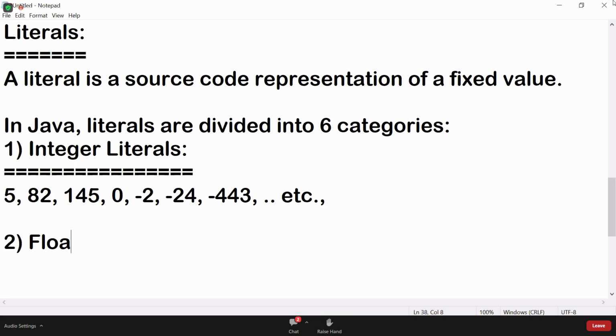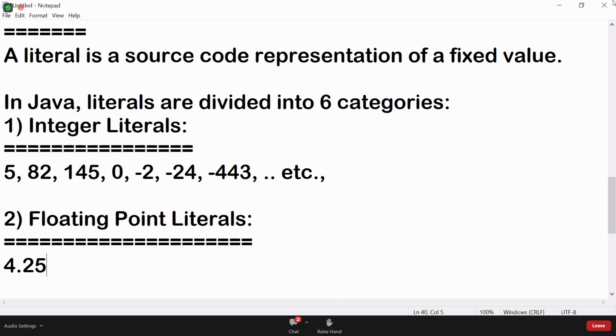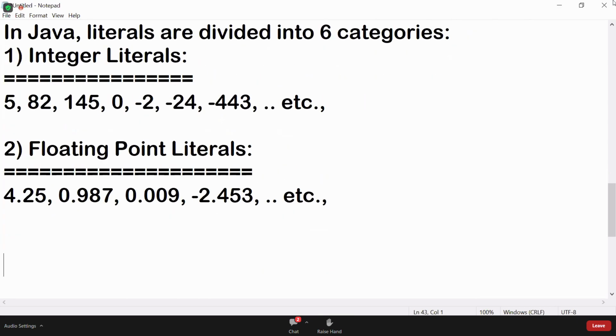Next, floating point literals. If a decimal point is there, we can call it a floating point literal. Integer literals, floating point literals.